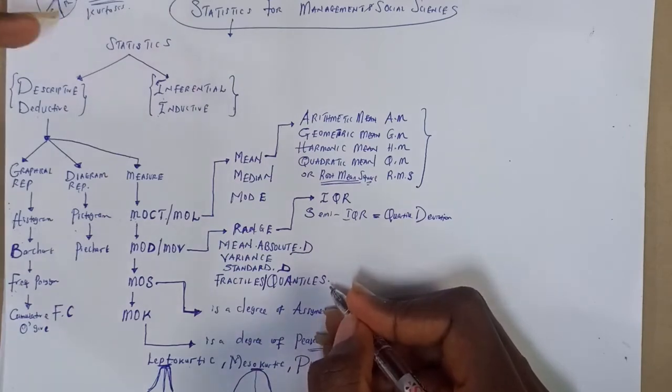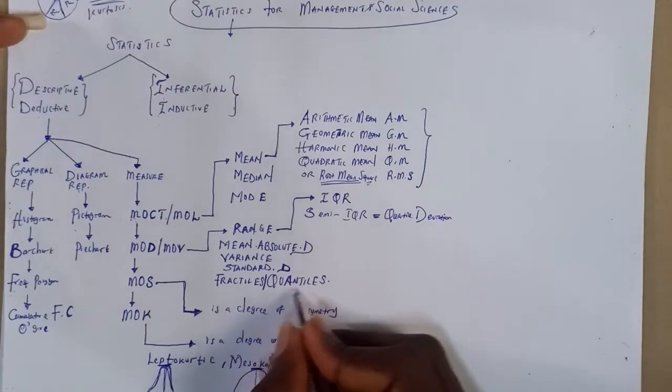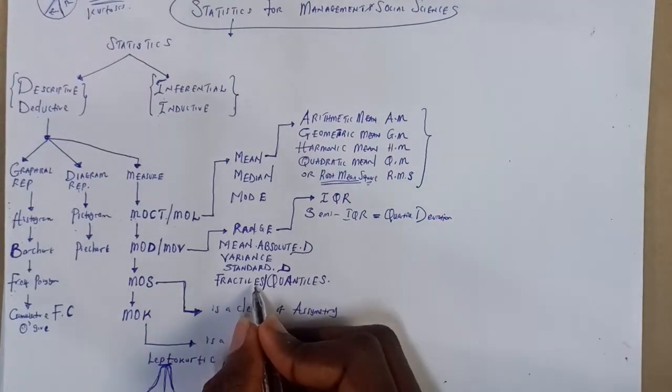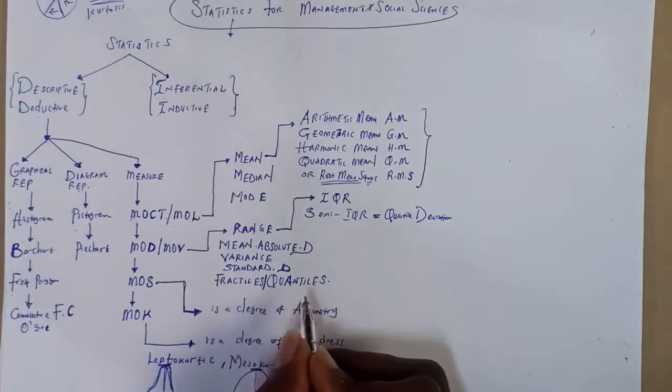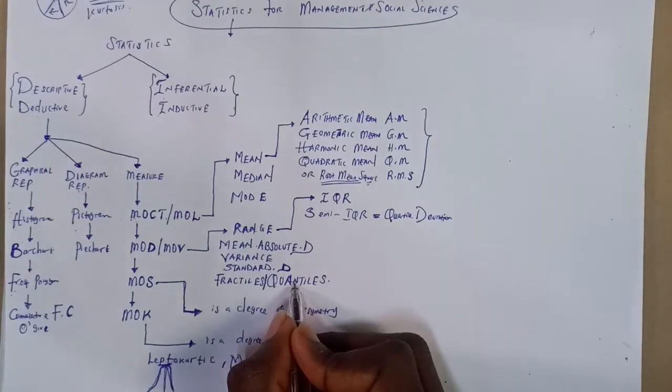Quartile, not quantiles. Okay, quantiles is the main source. Fractiles is the main source. Under it we have the median. After the median, then we have the quartiles. The difference is that one has R, but this is having N, quantiles.